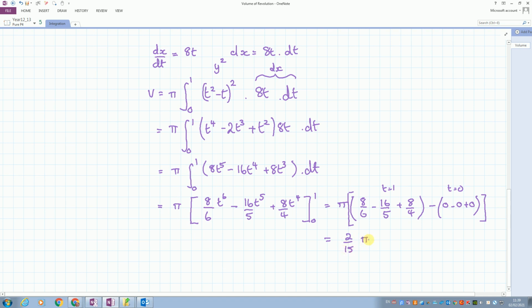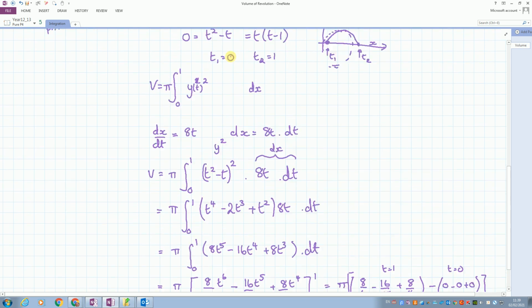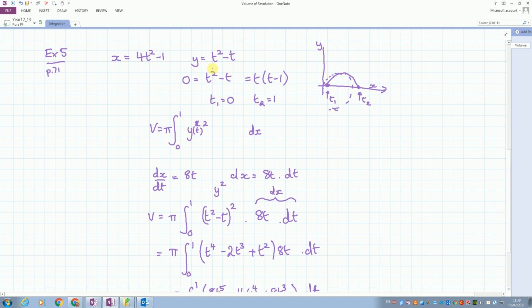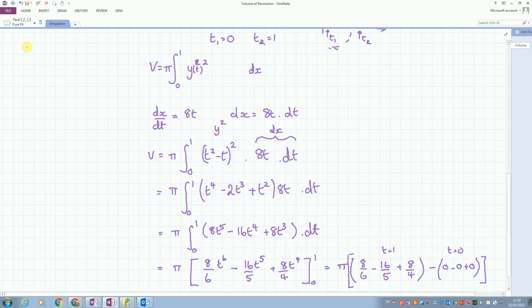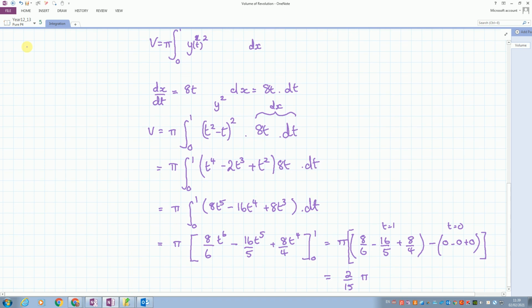And that's how you can calculate the volume of revolution of the parametric equation given here. Okay, that's where we left it. The same basic principle applies to any of them. You do the integral of y squared, and this one happens that I have to change the variable.